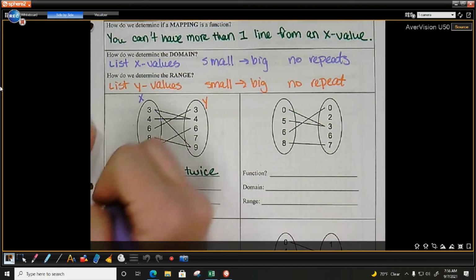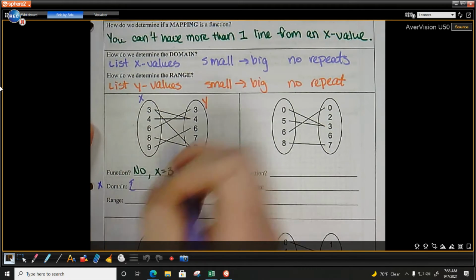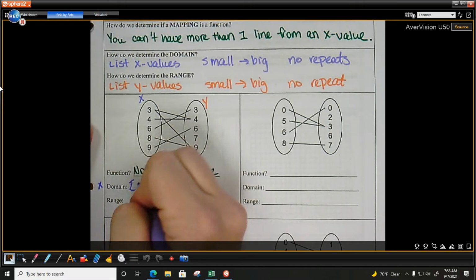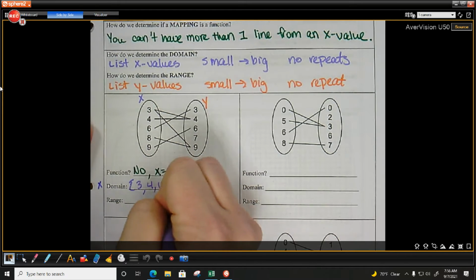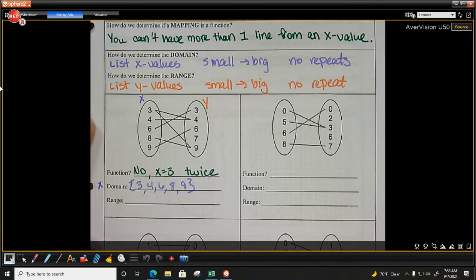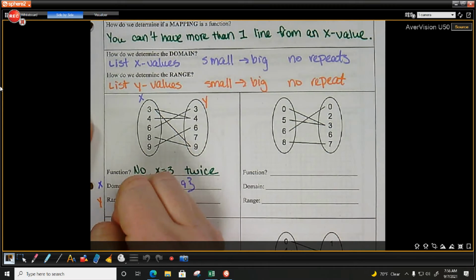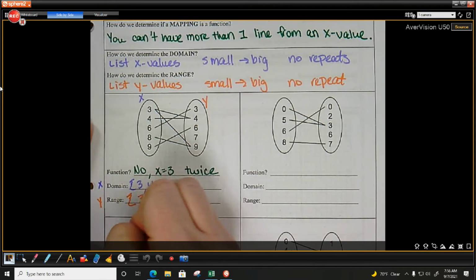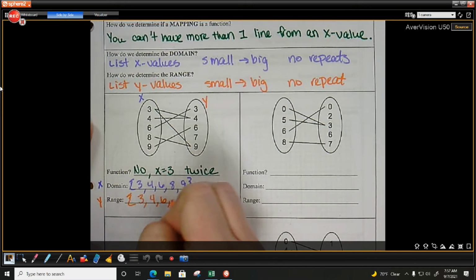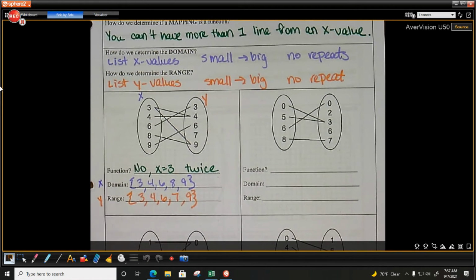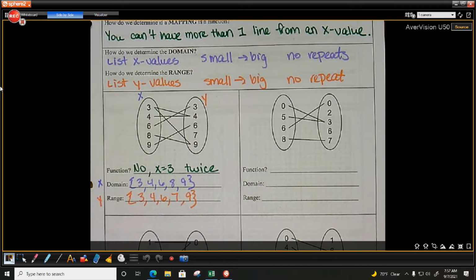Domain is x, so we're going to list out our x values, small to big: 3, 4, 6, 8, 9. Then we're going to list out our range or our y values: 3, 4, 6, 7, 9. They're already in order. We like this. Because when you are doing your mapping diagram, you're supposed to go small to big, no repeats. Small on top, big on bottom. Okay? And you don't have repeated values.